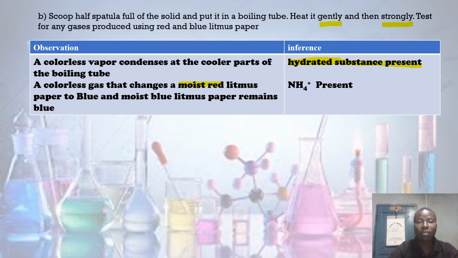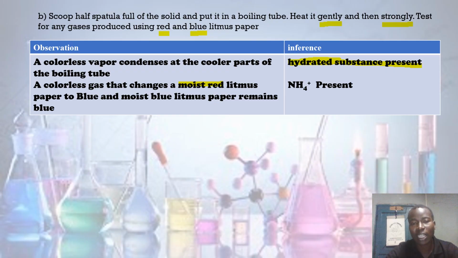If the examiner tells you to test the gases using blue litmus paper and also a red litmus paper, you must give an observation of what you saw when you used the blue litmus paper and also when you used the red litmus paper. So in this context, for instance, you can see a colorless gas that changed a moist red litmus paper to blue, and moist blue litmus paper remains blue. The inference in that case is that ammonium ions are present.